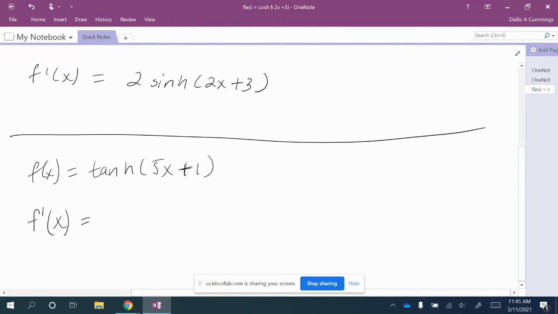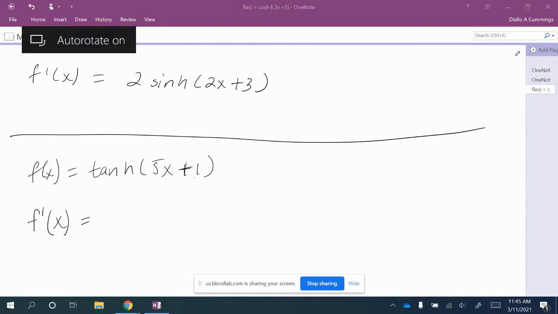So here again, there's a chain rule. We have a composition of functions. We have an outermost function, which is the hyperbolic tangent. We have an innermost function, which is linear, 5x plus 1. So again, we'll use the chain rule. We'll take the derivative for the outermost function, which is hyperbolic tangent.